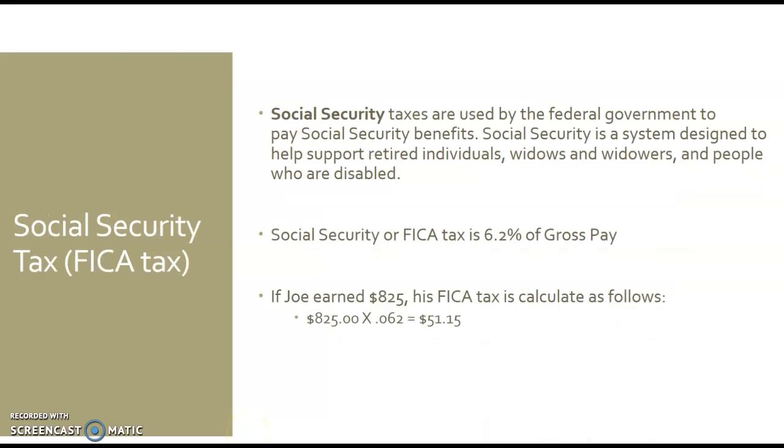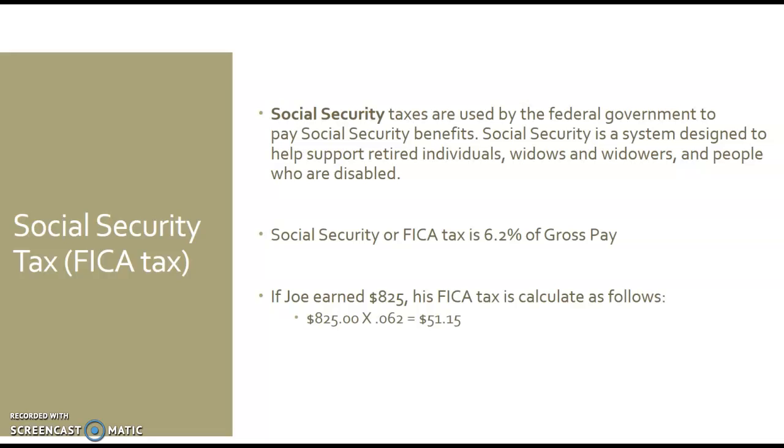Next, we have Social Security tax. Social Security taxes are used by the federal government to pay Social Security benefits. Social Security is a system designed to help support retired individuals, widows and widowers, and people who are disabled. Social Security tax, or FICA tax, is 6.2% of gross pay.